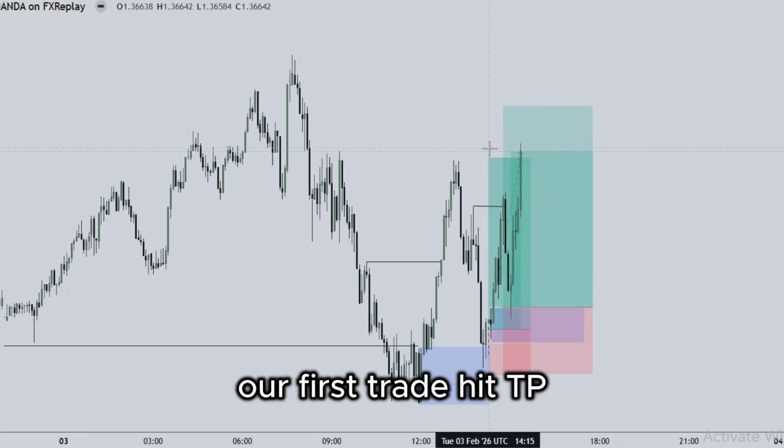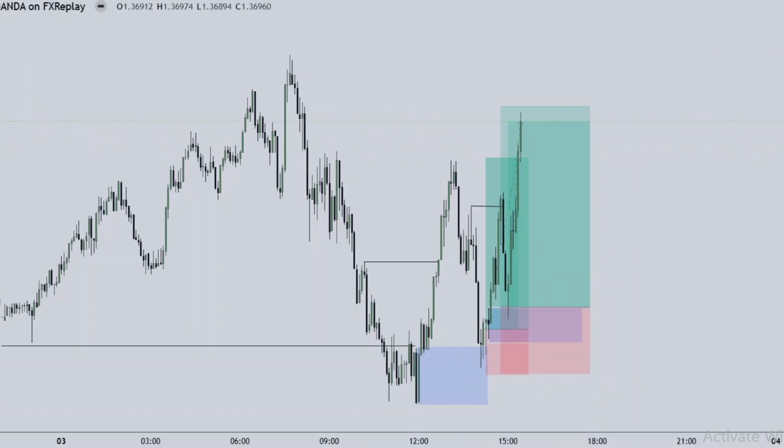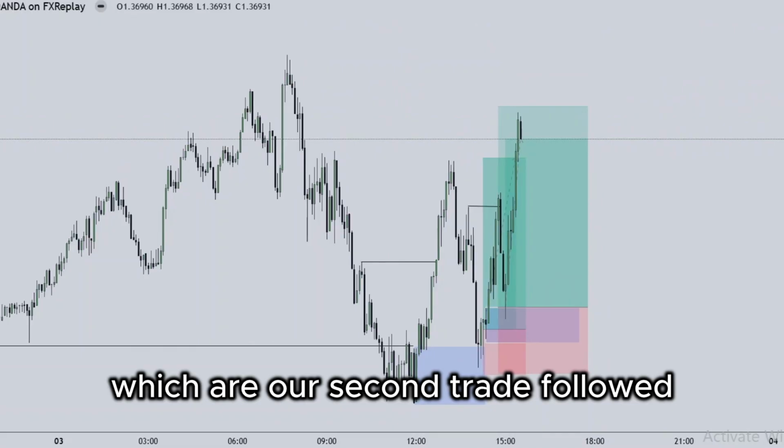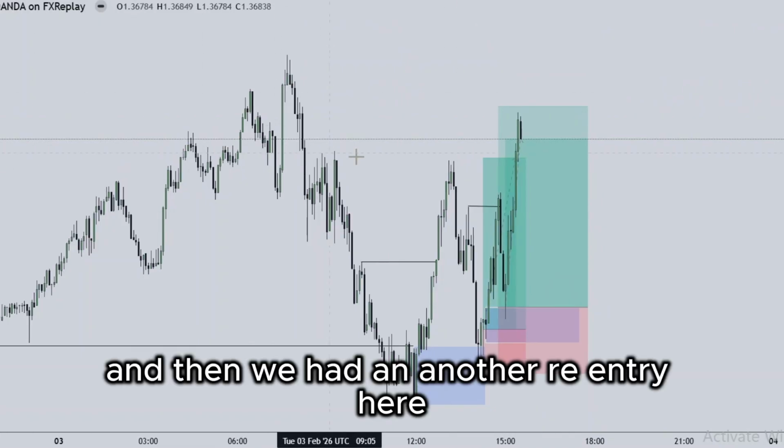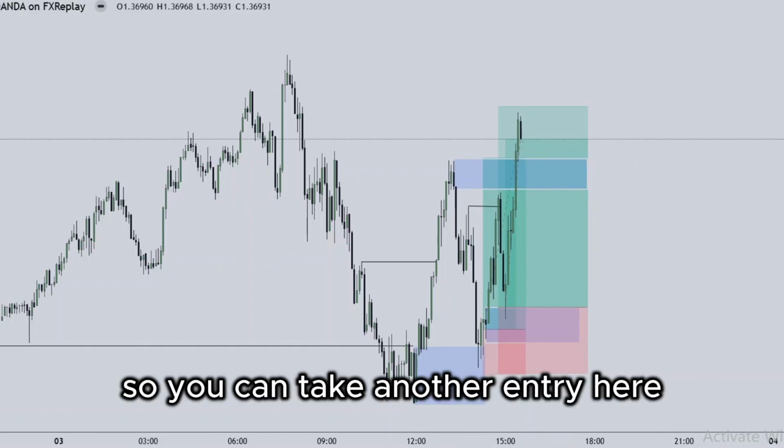Our first trade hit CP. Our second trade followed. And then we had another entry here. This is a breaker block. So you can take another entry here.